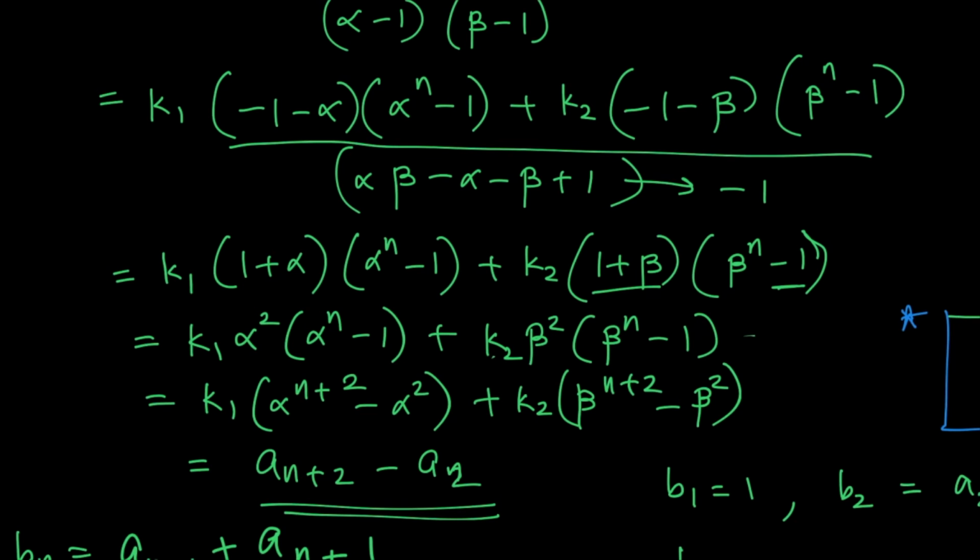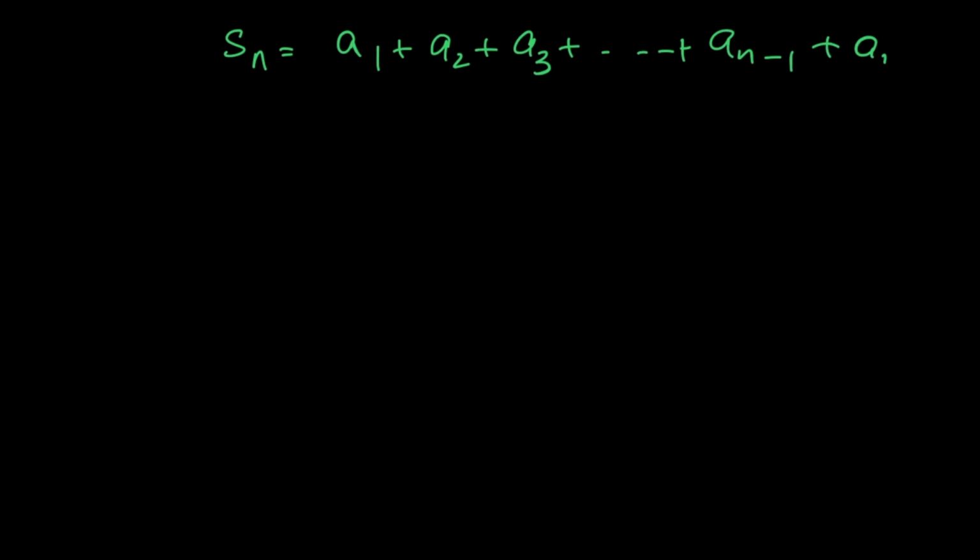You can also do it using mathematical induction. And one more way to do this is, so our Sn is a1 plus a2 plus a3 plus up to an minus 1 plus an. So what I am going to do is, I am going to artificially introduce one a2 here.